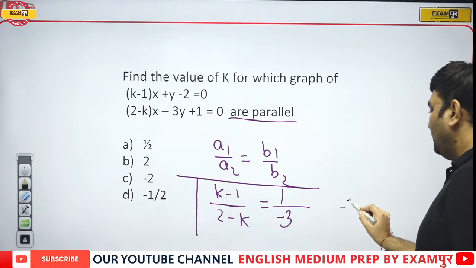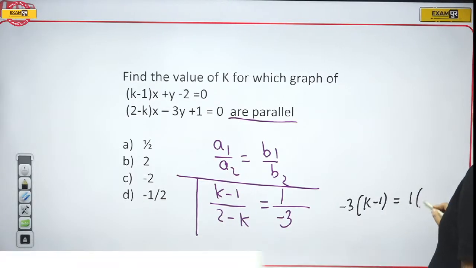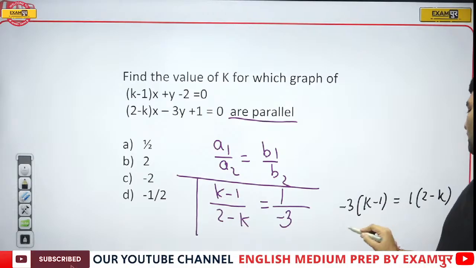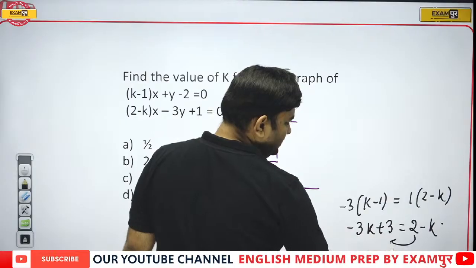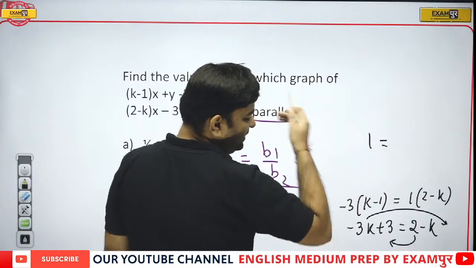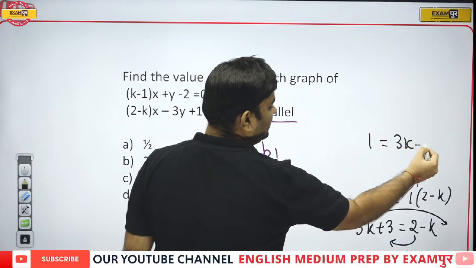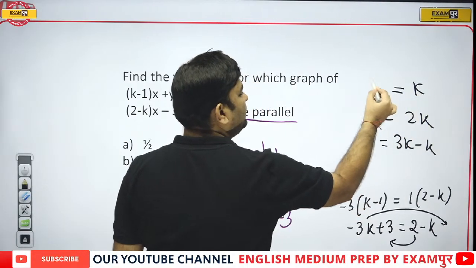Cross multiply: minus 3 times k minus 1 should be equal to 1 times 2 minus k. Minus 3k plus 3 is equal to 2 minus k. So take it over this side and take it over that side. 3 minus 2 is 1 and this is 3k minus k. So 1 is equal to 2k. k is 1 by 2.